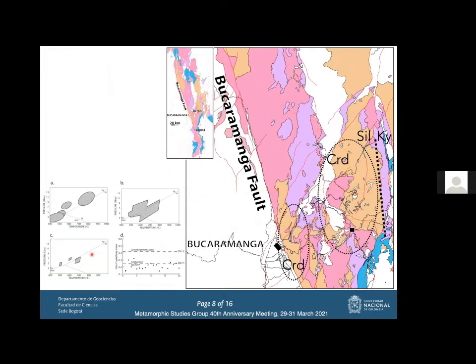There are also a few reported pressure temperature estimations on the two units that range between 400 and 800 degrees C and between 3 and 11 kilobars. Also over here, we have an interpretation of the temperature reached in the low grade unit using the Kübler crystallinity index. We see that this unit reached temperatures up to 300 degrees C in the boundary between the epizone and the anchizone.